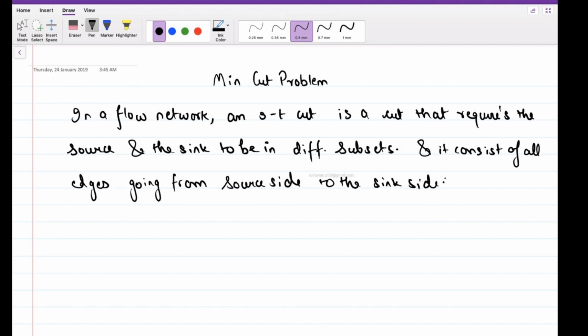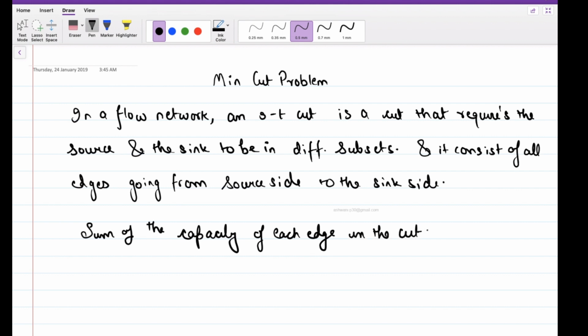The capacity of an ST cut is defined as the sum of the capacity of each edge in the cut set. And what edges are we including? We are including all the edges that are going from the source side to the sink side. So to find the minimum cut in a flow network, we will use the Ford-Fulkerson algorithm.